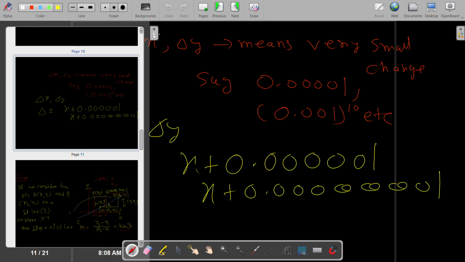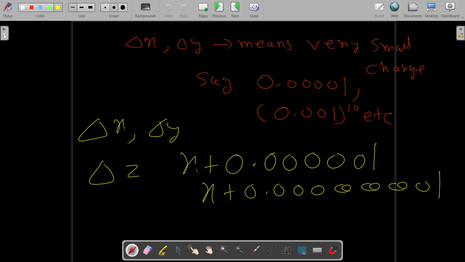Next, the topic we need to understand is what del x and del y mean. This is basically a very small change. The smaller you can think, even smaller than that, say 0.001 or even smaller. The change is so small it can be said to be negligible in class 10 or lower classes. We write this as del x, del y, del z. This change part, 0.001, is del x.